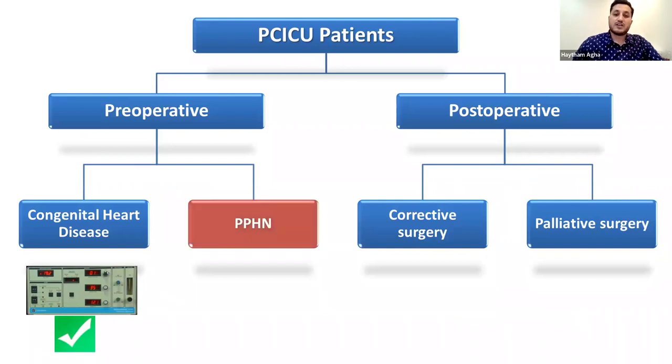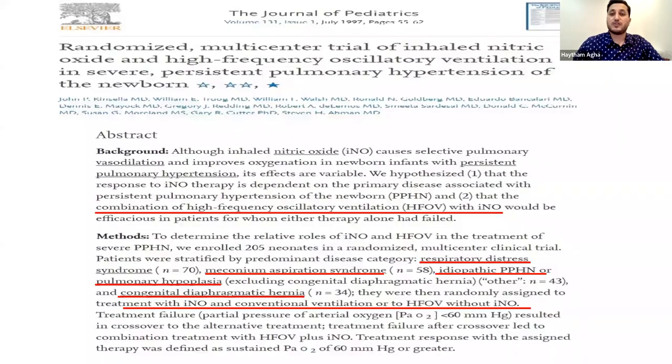Let's talk about patients with resistant pulmonary hypertension of the newborn, and actually one of the strong points for the use of high frequency oscillatory ventilation, especially if combined with inhaled nitric oxide. This study compared inhaled nitric oxide alone, inhaled nitric oxide with conventional mechanical ventilation, high frequency oscillatory ventilation alone, and the combination of inhaled nitric oxide and high frequency ventilation. They picked up a lot of cases of persistent pulmonary hypertension of different causes like respiratory distress syndrome, meconium aspiration, idiopathic, pulmonary hypoplasia, and congenital diaphragmatic hernia.